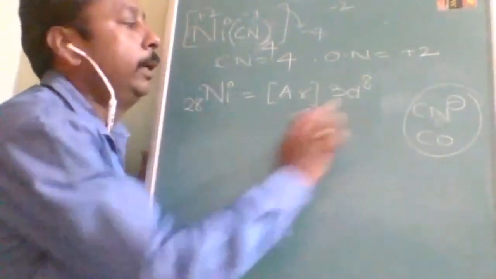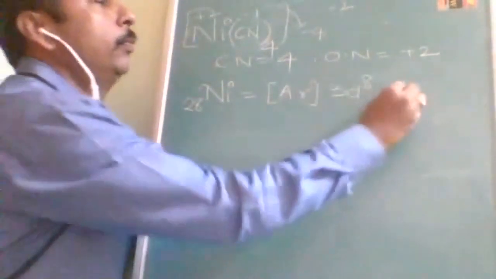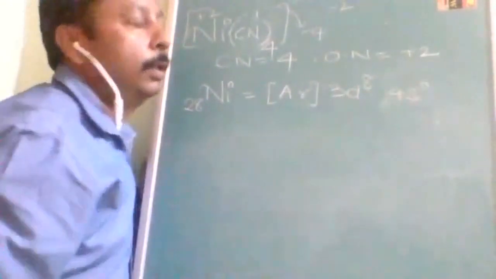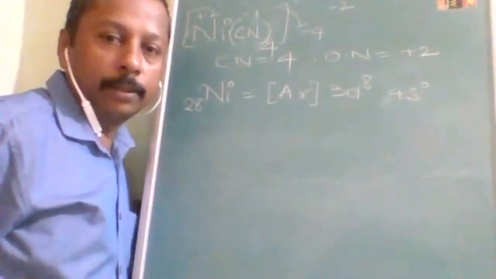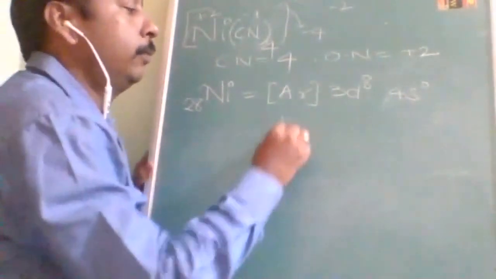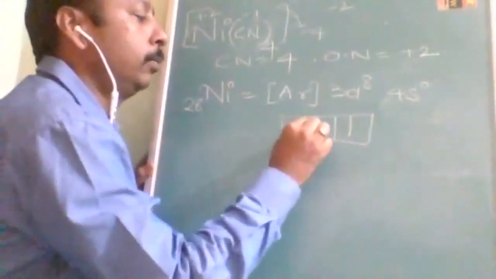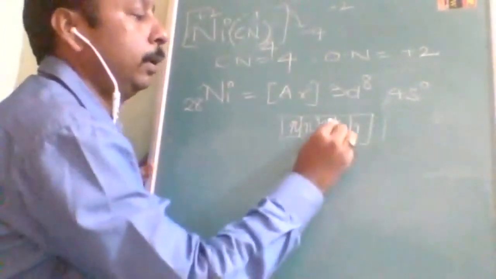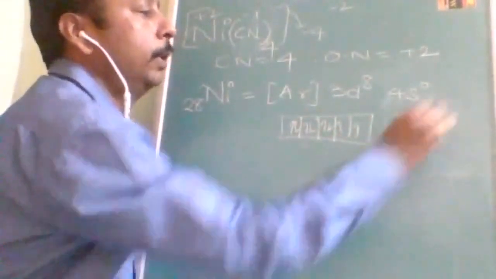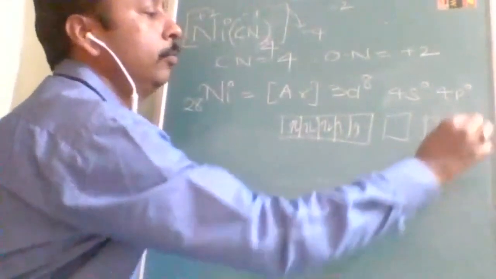So here 3d8. Is it understood, students? Now I will be explaining this part. 3d8, 4s0. Understood? This was the common thing. Now 3d8 and 4s0, so 8 electrons are there: 1, 2, 3, 4, 5, 6, 7, 8. 4s0 and 4p0.